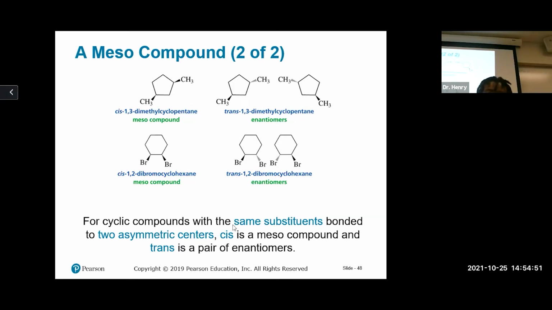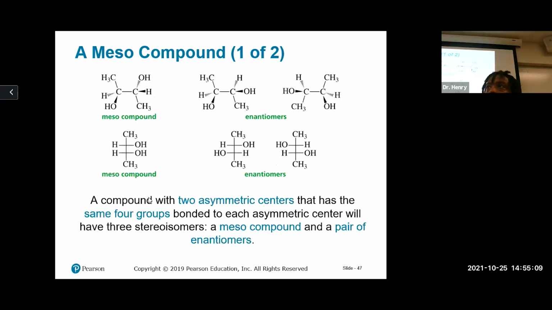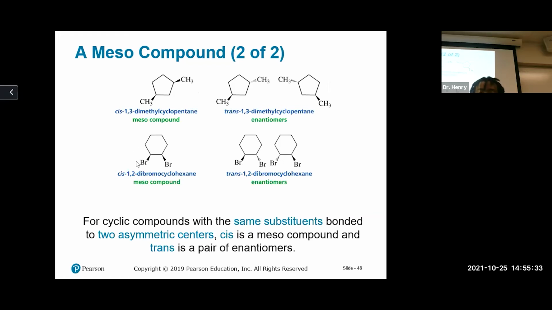If you pay attention, the Meso is going to be cis to each other, just like we saw earlier with the bromo. And here again, the Meso should be cis to each other. They keep getting this wrong. So the Meso is going to be cis, and the enantiomers are going to be trans. This one was screwed up at the top. I apologize.